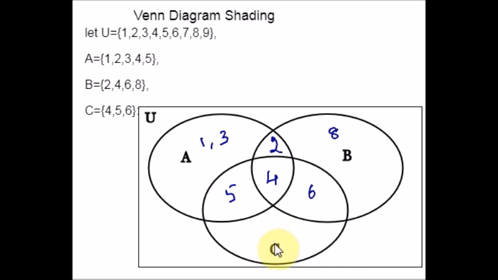So next, look at the universal set. We have written 1, 2, 3, 4, 5, 6 and 8. So what are the numbers left over? 7 and 9 are left over. So write those numbers outside the circles, I mean in the universal set.